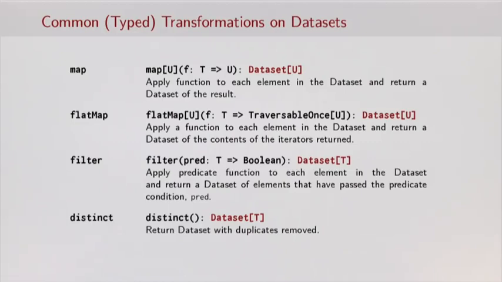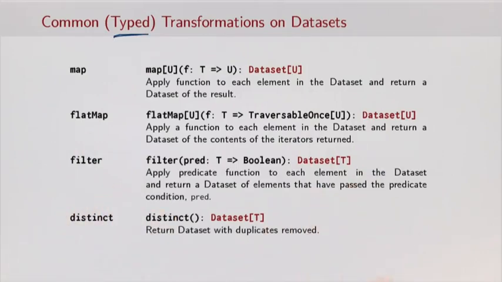So let's go through some of the common typed transformations on datasets. All of these look pretty familiar, don't they? We have a map operation, which takes a function from T to U and returns a new dataset, just like all the other maps we're used to. The same is true for flatMap, and the same is also true for filter. Filter takes a predicate and returns a dataset. Distinct is also the same. Distinct returns a new dataset with all the duplicates removed. So these are all transformations because they return datasets, and they're all typed because they keep this type information around.